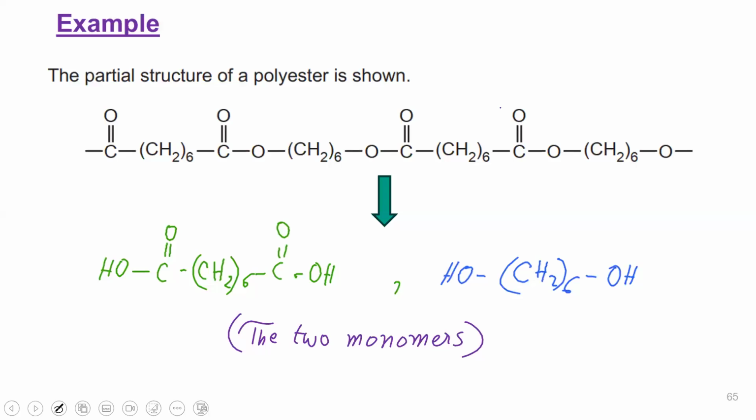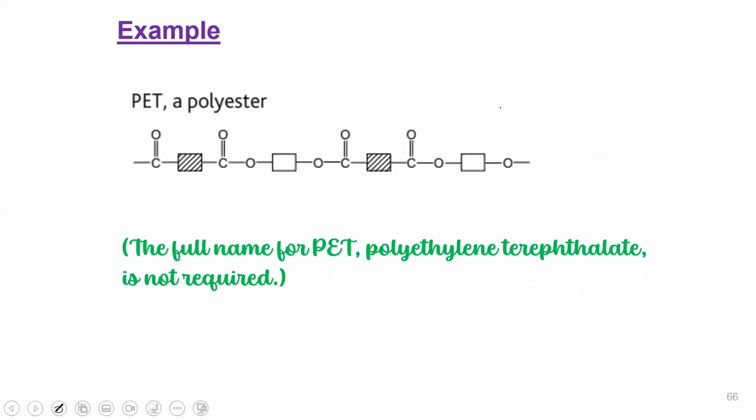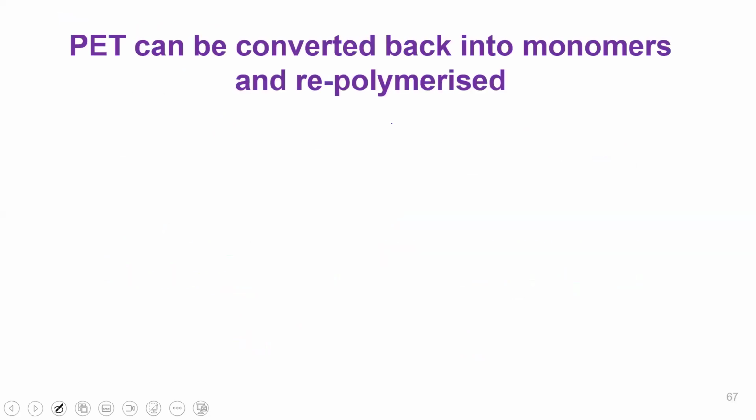Breaking the polymer means you have to reverse the process. This is called a polyester. These boxes are showing hydrocarbon. I will show you again. Look, Mikhail, this is the ester link. Look, this is the ester link. That can be converted back into monomers and repolymerized.